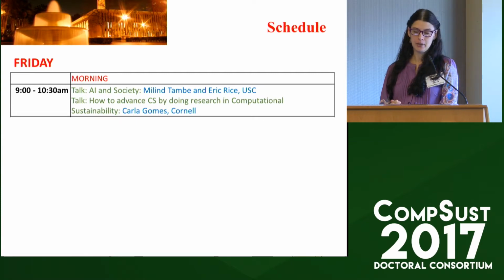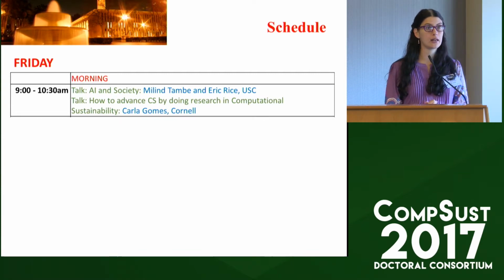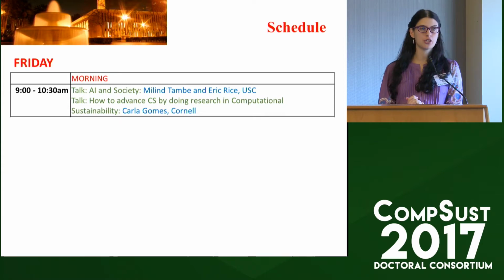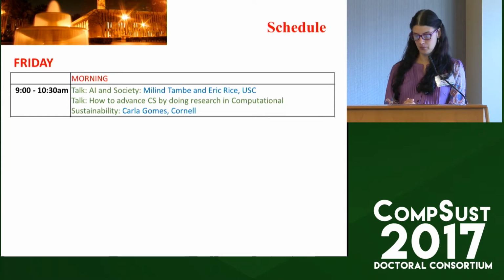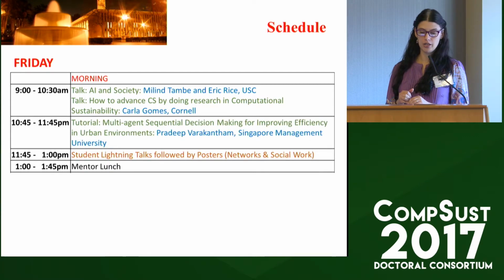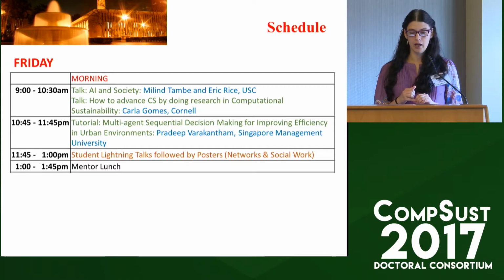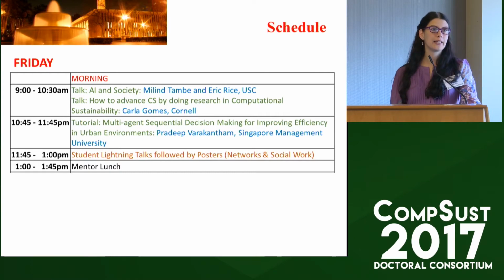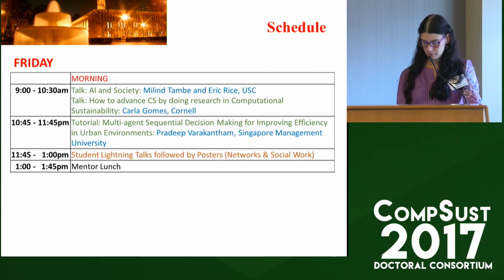given by Milind Tambe and Eric Rice, and then a talk by Carla Gomes on how to advance CS by doing research in computational sustainability. So after those 2 talks, we're going to have a second tutorial related to game theory on multi-agent sequential decision making by Pradeep Varakantham. And then again, we're going to have a set of lightning talks and posters by students, mostly focusing on work related to network dynamics and social work.